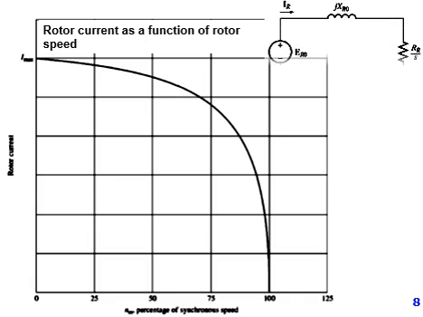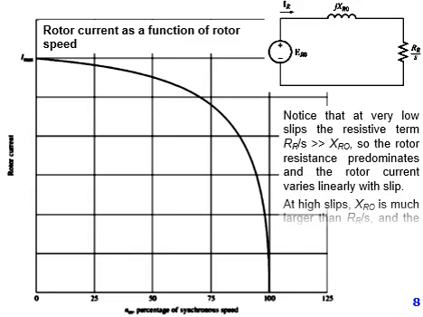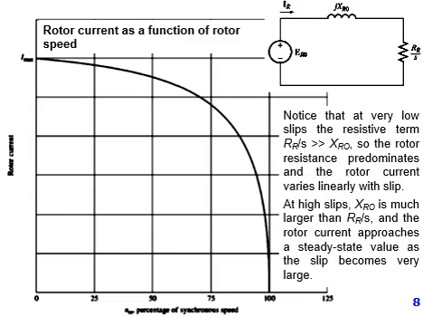The rotor current as a function of rotor speed can be shown as something like this. This is the rotor current. It would be maximum at 0 speed, 0% of synchronous speed, or you can say when the rotor was stationary, and it would be 0 when it has 100% of synchronous speed, or we can say the speed is totally synchronous to the speed of the magnetic field.